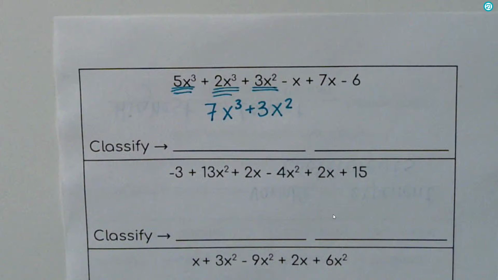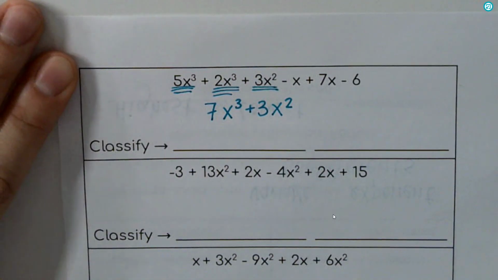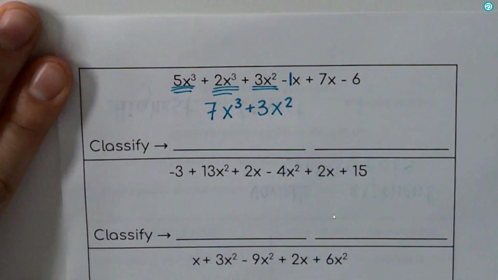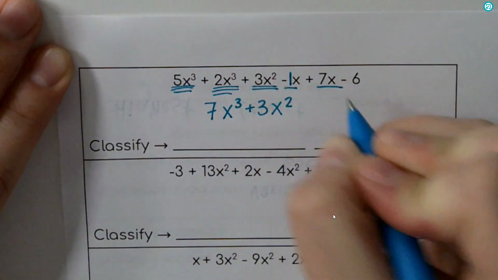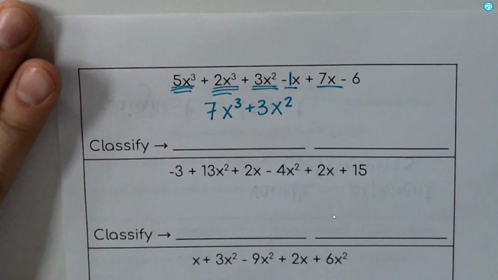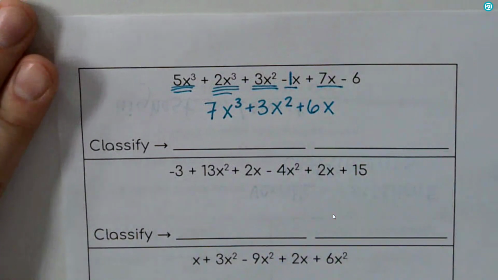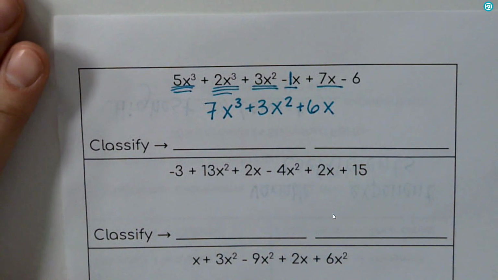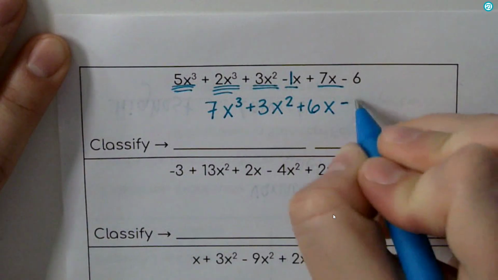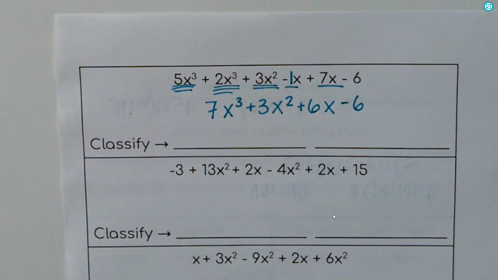Then I have minus x. What number is in front of that? 1. So it's negative 1x. I can combine my negative 1x and my 7x together. Negative 1 plus 7, same thing as 7 minus 1, is 6. And then I have my minus 6 still. Hey, any questions about combining like terms?